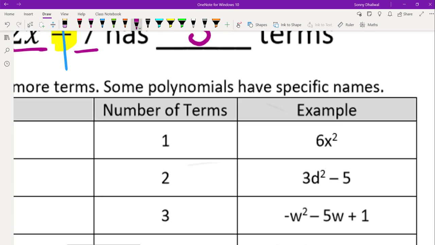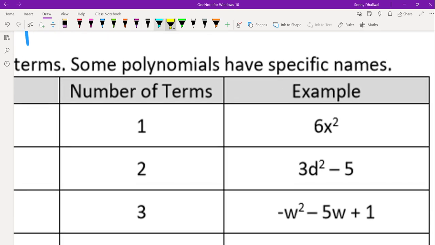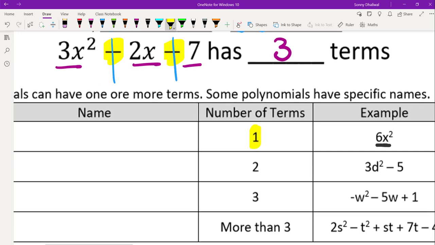Okay? So for example, if something has 1 term, something like this, because it has no plus or minus signs in between, right? This has a name called monomial. Monomial. Okay? 1 term. Okay. Over here, the second one, it has 2 terms. A term here and a term here. So you need to get really good at identifying terms in an expression. It has 2 terms, right? And this is always called a binomial.